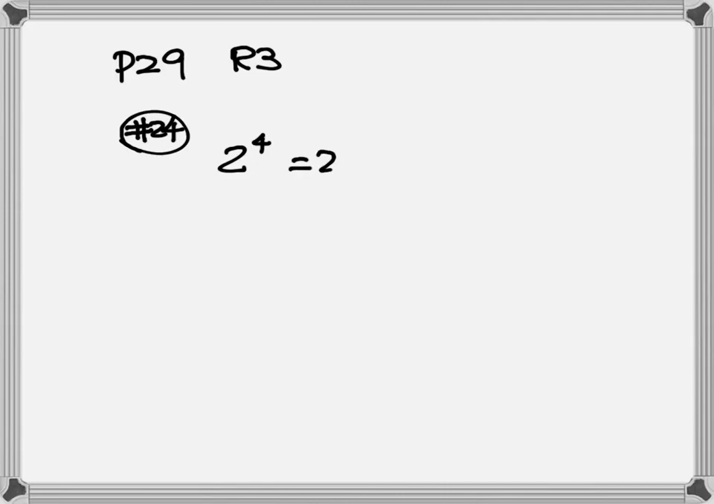Okay, let's go to page 29, session review 3. Let's look at number 24. We have 2 to the 4th power. Here you can use your calculator to type in 2 to the 4th power, or this will be 2 times 2 times 2 times 2, so equal to 16. So very easy. Make sure you get your calculator.